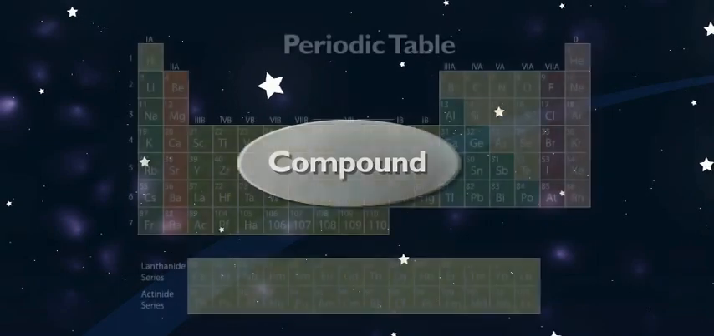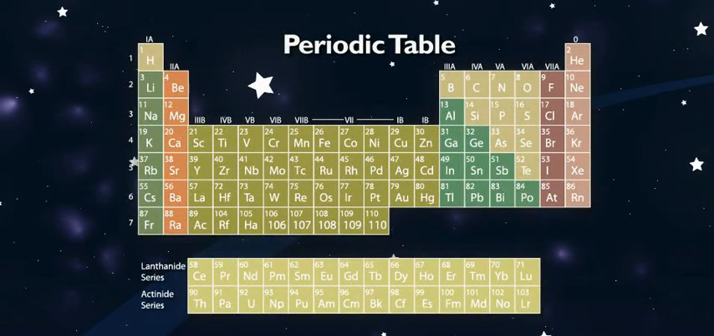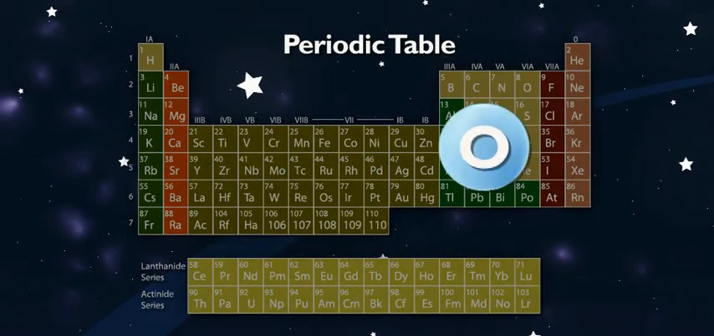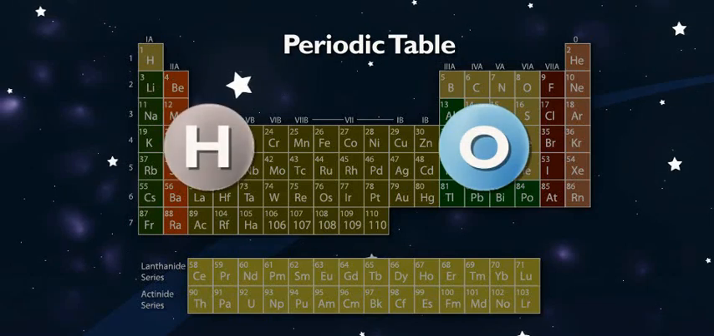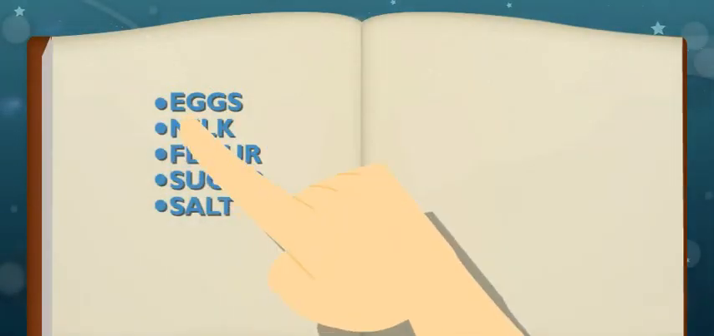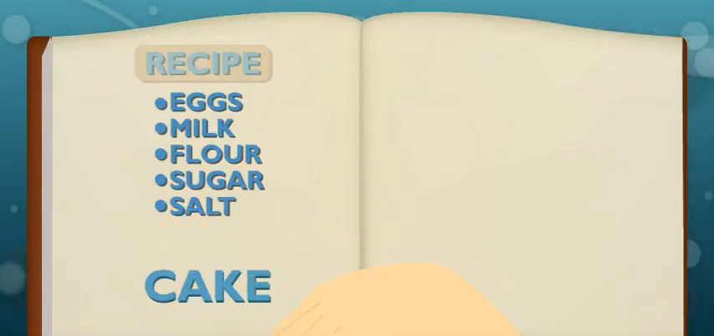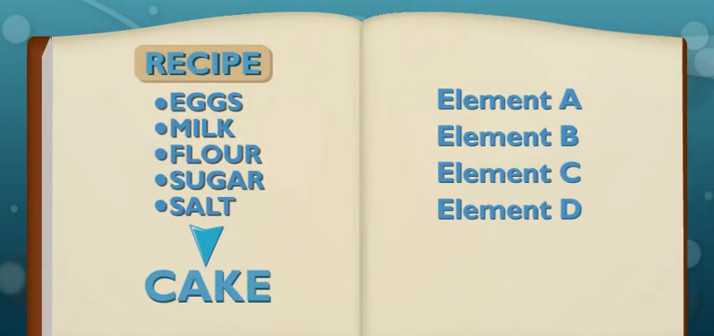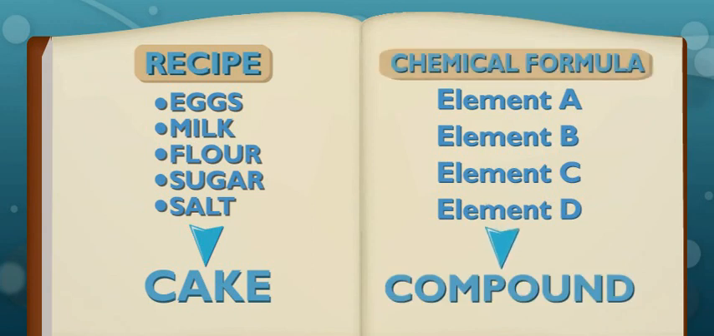There are 116 elements, and they're each listed on the periodic table. Every element has a symbol, too, like O for oxygen, or H for hydrogen. That's a lot of ingredients. I know. When we combine ingredients to make a cake, it's called a recipe. When elements combine to make a compound, it's called a chemical formula. That sounds a lot more serious.